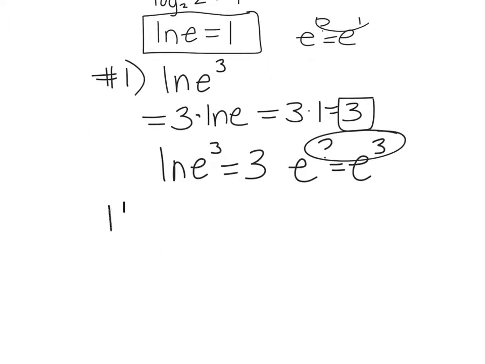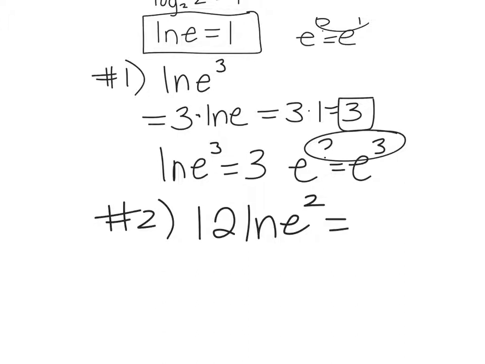Number 2. What if you had 12 times the natural log of e squared, and you're asked to evaluate this? These aren't that bad. They're not that hard. They're pretty quick too. So what I would do personally is take that 2 and move it out front, and everything gets multiplied together. So I end up with 2 times 12 times Lenny, which is 24. That's it. Those are going to be on the quiz.